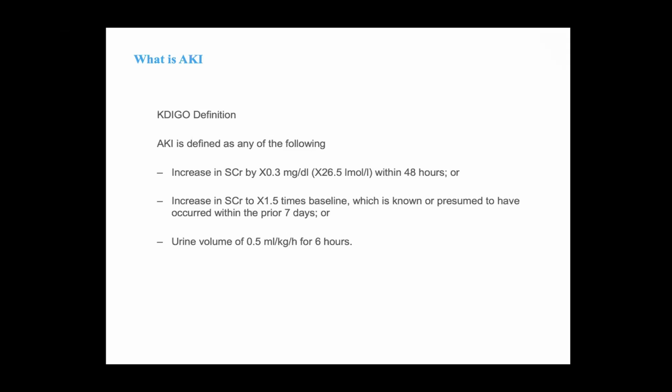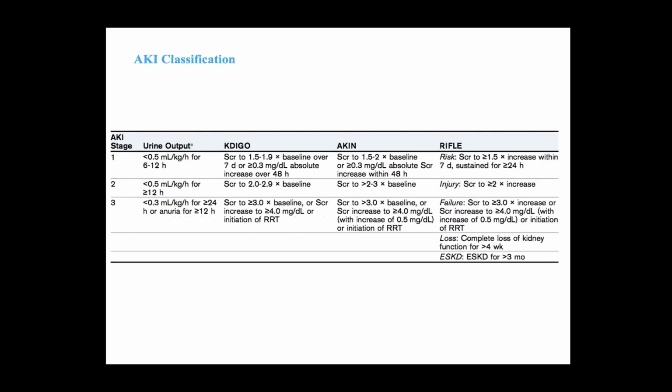So what is AKI? The KDIGO definition of AKI is either an increase in serum creatinine by 0.3 milligrams per deciliter within 48 hours, or an increase in serum creatinine to 1.5 times the baseline that has occurred in the past 7 days, or a urine volume of less than 0.5 ml per kg per hour for 6 consecutive hours.